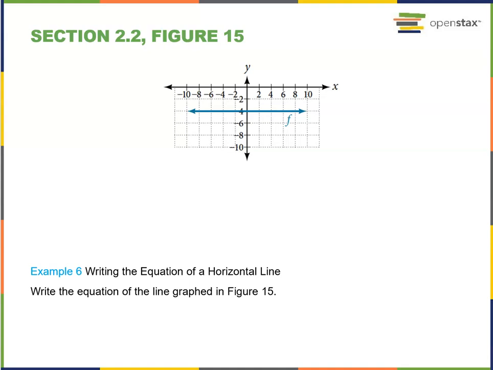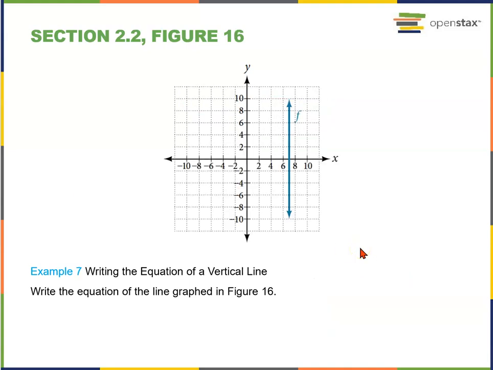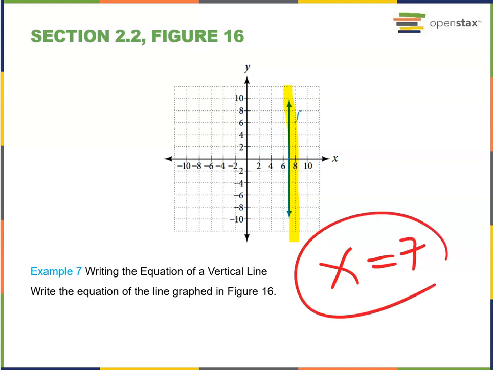Next example, how do we write an equation of a horizontal line? This is our horizontal line. What is the y value? That is at -4. So y equals -4. How about the vertical line here? All you have to do is get the x value of this vertical line, and that is between 6 and 8, so that is 7. So when you graph x equals 7, that is a vertical line.